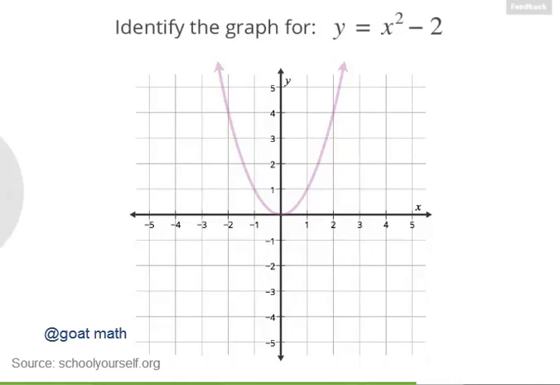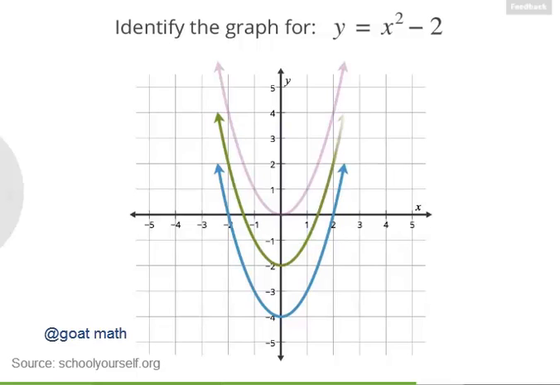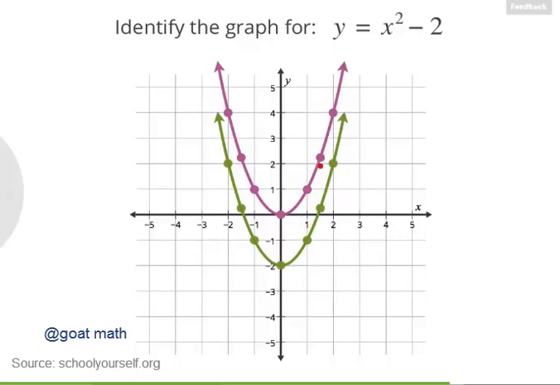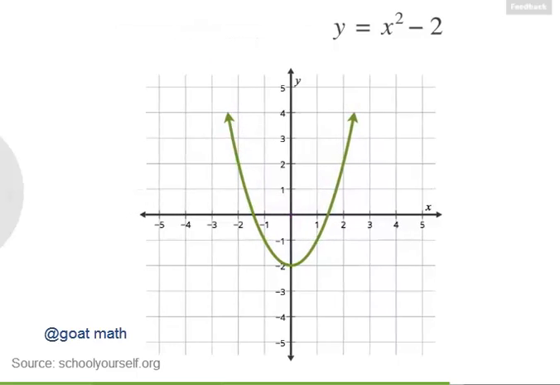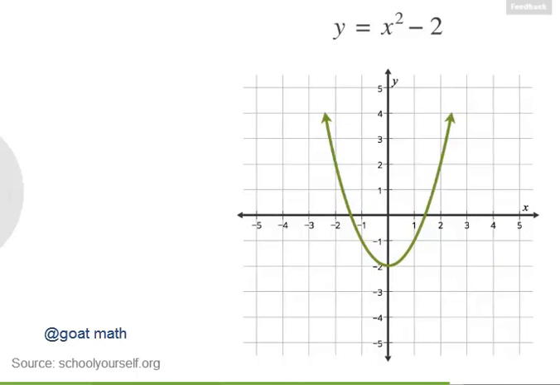Next, try identifying the graph for the equation y equals x squared minus 2. Again, if you get stuck, try plotting a few solutions to this equation. Exactly, so here's y equals x squared minus 2. This time, when you're calculating the y-coordinates, you're subtracting 2 at the end. So you'll notice that all these green points have y-coordinates that are exactly 2 below the purple points of the original parabola.